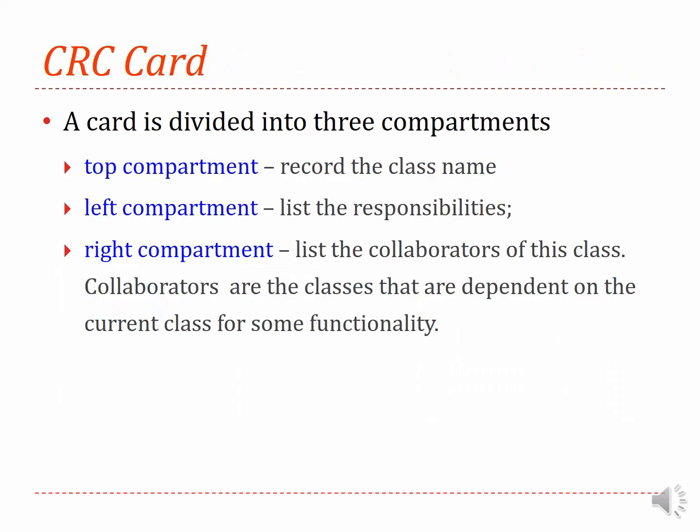So the next is the CRC card. A CRC card is divided into three sections: top, left, and right. The top compartment contains the class name. The left compartment has the list of responsibilities of the class, and the right compartment lists the collaborators, which are the other classes that help complete those responsibilities. For example, in an online shopping system, the order class may collaborate with the customer class and the payment class to complete the purchase process.